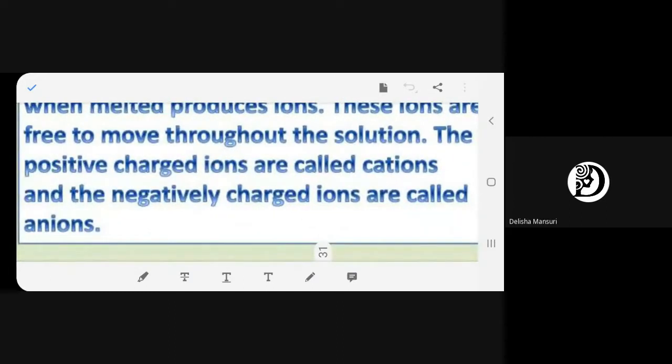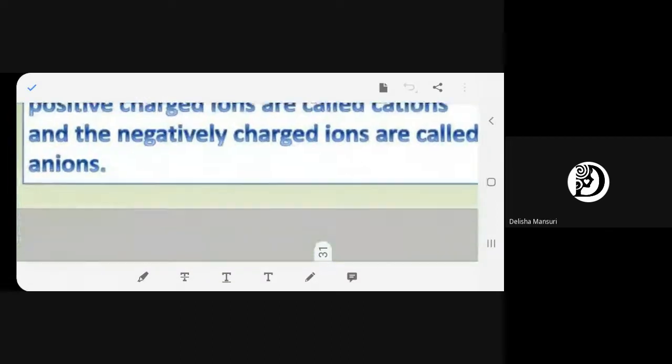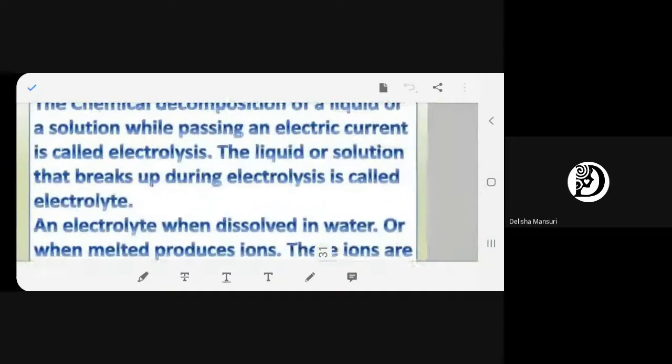The positively charged ions are called cations. Read it again. Cations. And the negatively charged ions are called anions. Anions. Okay, fine.